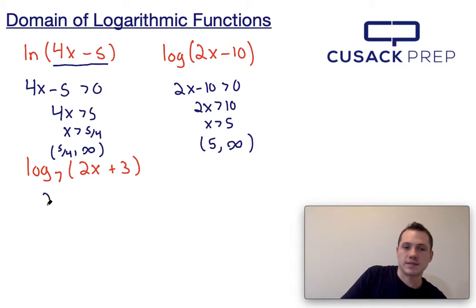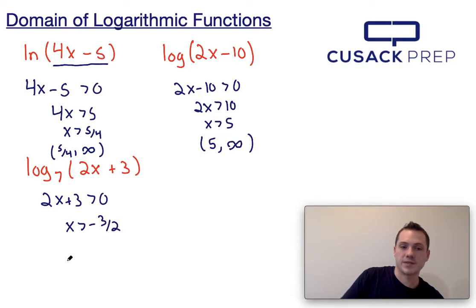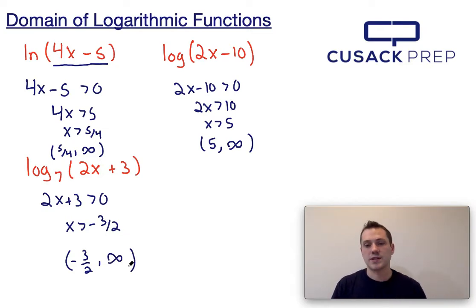And for this one, we would just set 2x plus 3 to be greater than 0. So that would give us x is greater than negative 3 over 2, which would give us negative 3 over 2 to infinity. And that's really it. That's all you have to do to figure out the domain of logarithmic functions.